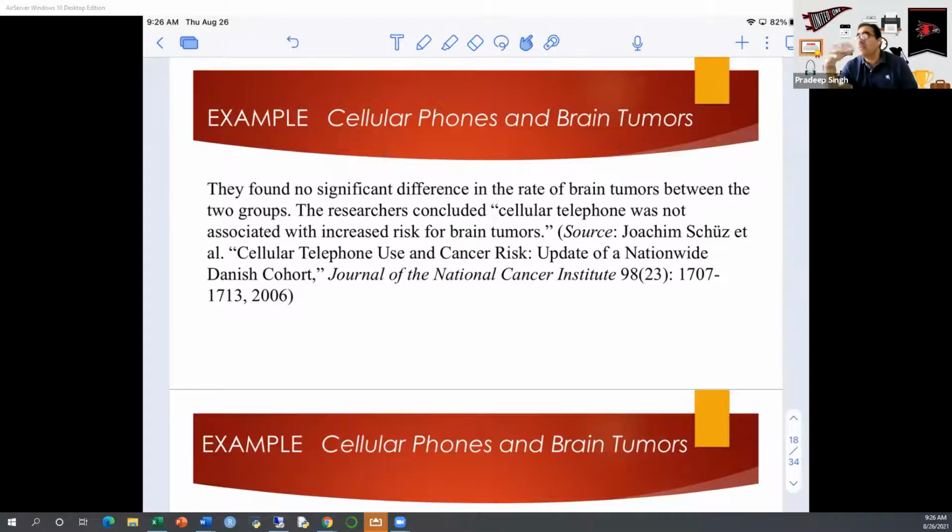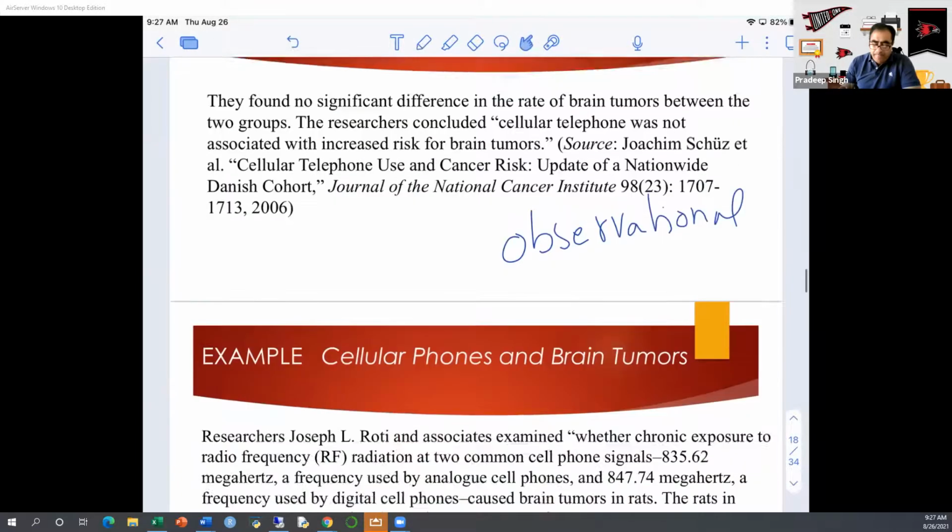They found no significant difference in the rate of brain tumors between two groups. Cellular telephone use was not associated with increased risk for brain tumors, right? Because there was no manipulation. You are not forcing anyone to use cell phones. It was just natural that people who were using cell phones versus people who were not, and they simply looked at the total number or proportion of brain tumor cases. So this is an observational study.